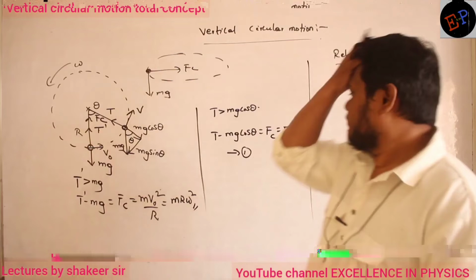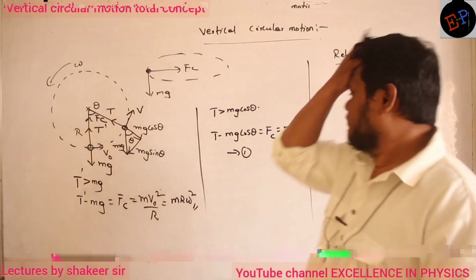This case is exactly analogous to what? Analogous to motion of a bob in a vertical circle. Motion of a bob in a vertical circle with the help of thread. Are you able to understand?